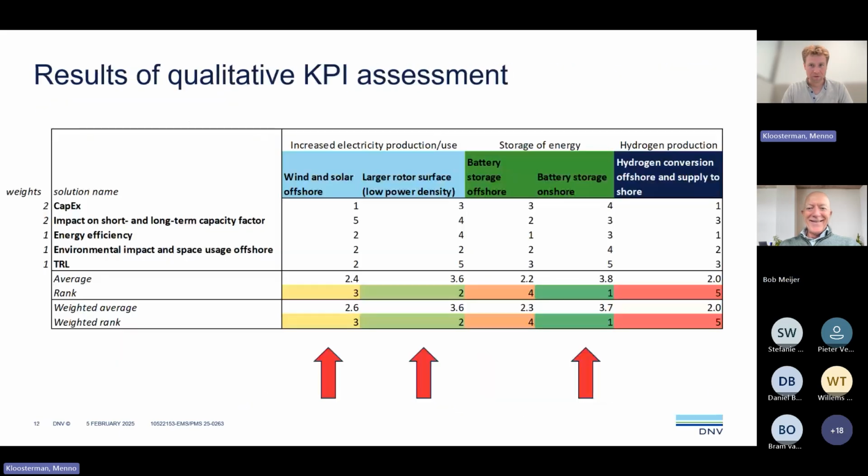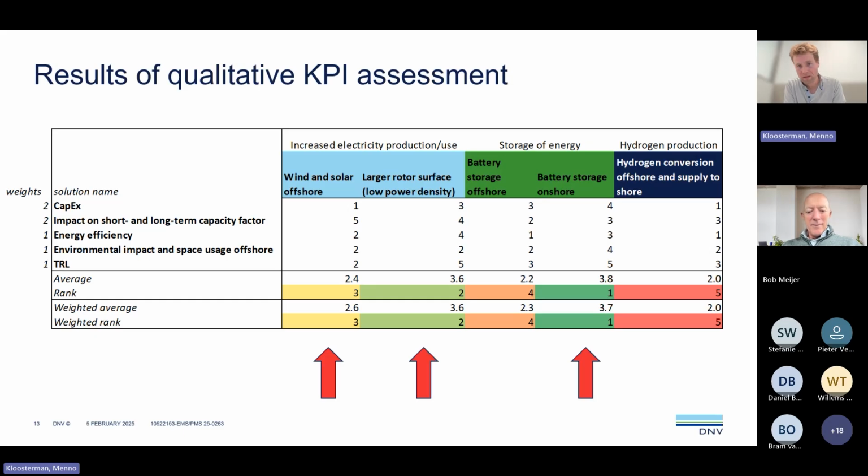I will jump forward to maybe the top 3 that we found from the kind of reassessment. And from this, we found that the battery onshore was a winning solution in this sense, followed by the larger rotor. And finally, the wind and solar offshore.